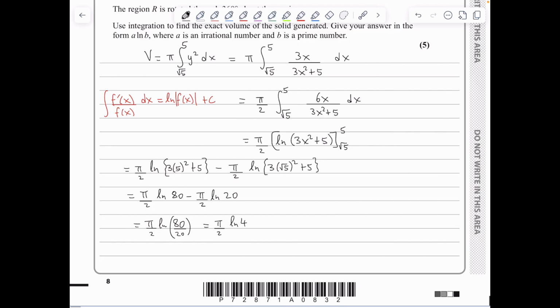Now recall that we need to give our answer in the form a ln b, where a is irrational and b is a prime number. Now obviously 4 is not a prime number, so I will write this as pi over 2 ln of 2 squared, so that the power of 2 can come down using the power law of logarithms, leading to 2 pi over 2 ln 2, which simplifies to pi ln 2.